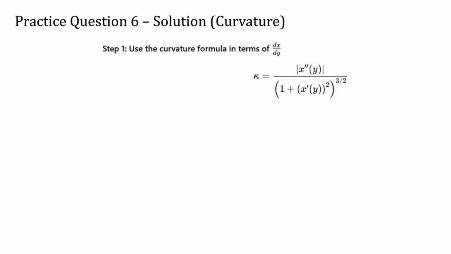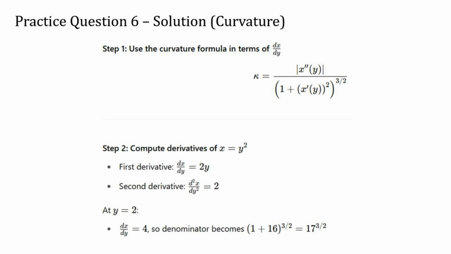We begin by using the curvature formula that expresses curvature in terms of the derivative of x with respect to y. Specifically, this formula is the absolute value of the second derivative of x with respect to y, divided by the quantity 1 plus the square of the first derivative of x with respect to y, all raised to the power of 3/2. In step 2, we take the necessary derivatives. First, we find that the first derivative of x equals y squared is 2y, and the second derivative equals 2. Next, we evaluate both of those expressions at the point where y equals 2.